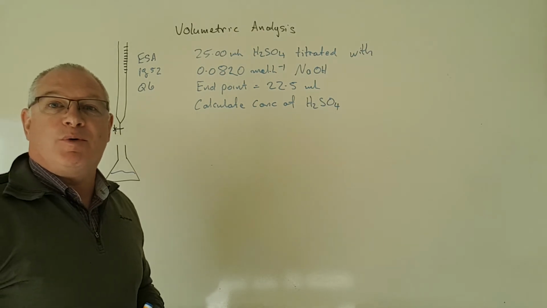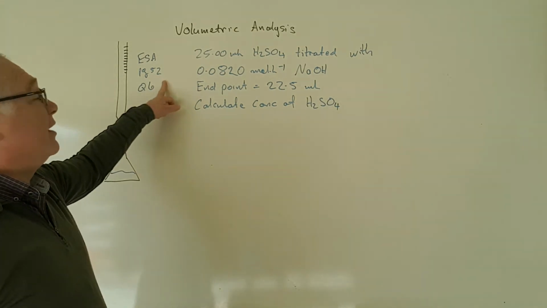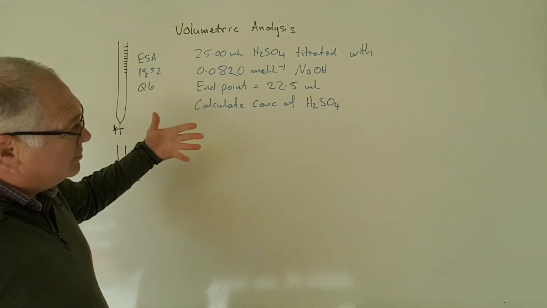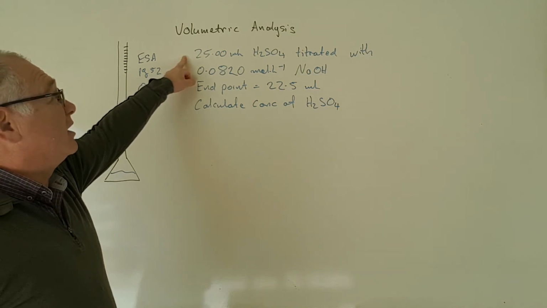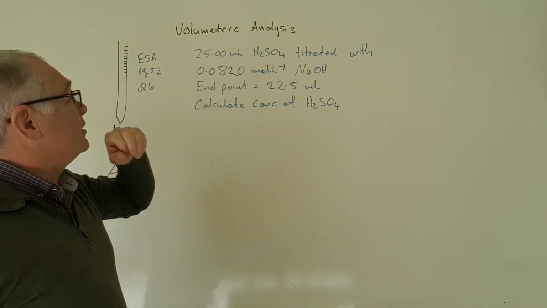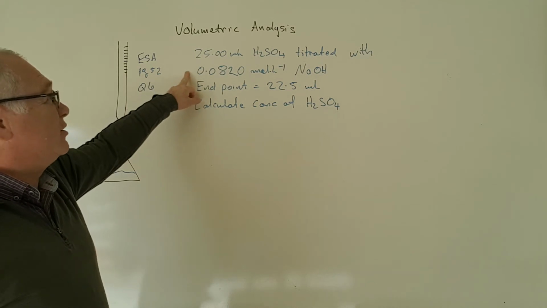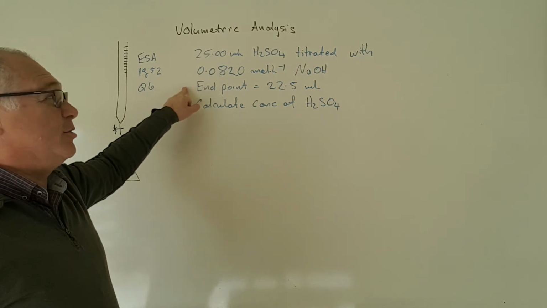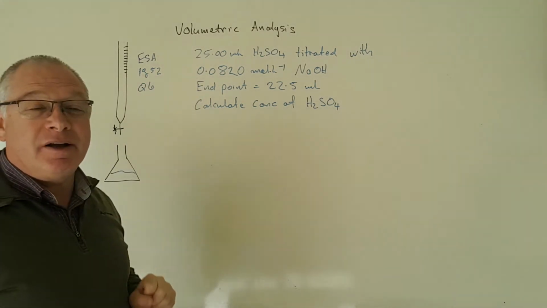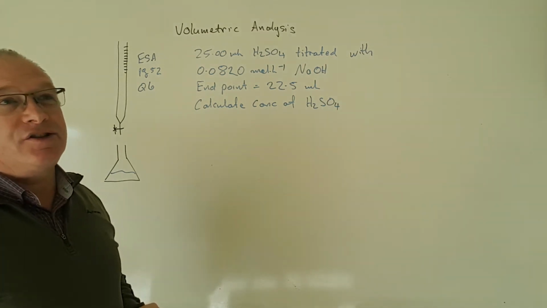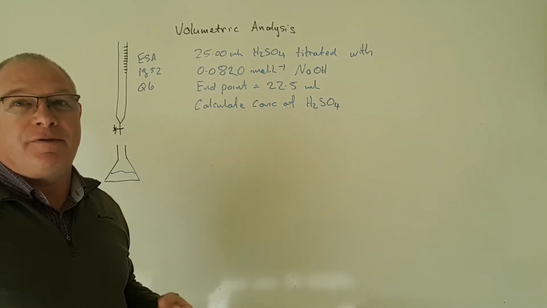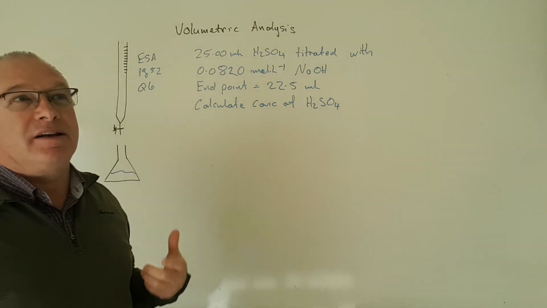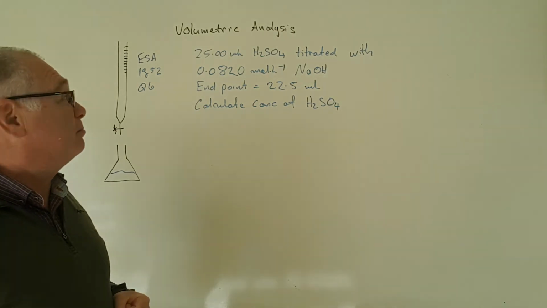Here's another slightly more difficult problem, and this is out of your ESA textbook, page 52, question 6. To summarise, you're told that you've got 25 millilitres of sulfuric acid, and this was titrated with 0.082 mole per litre sodium hydroxide. The end point, it says, was at 22.5 millilitres. End point is when you end the practical titration, which is when you see a good firm colour change. The end point is when the acid should be completely neutralised or completely reacted with the base.